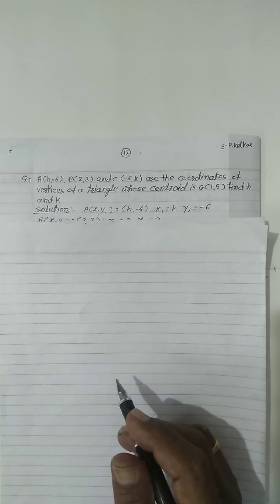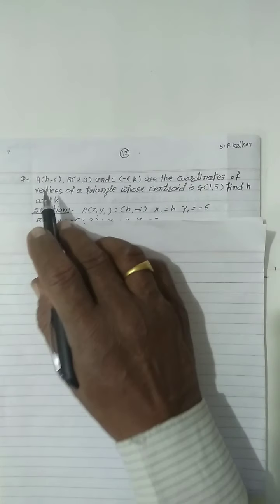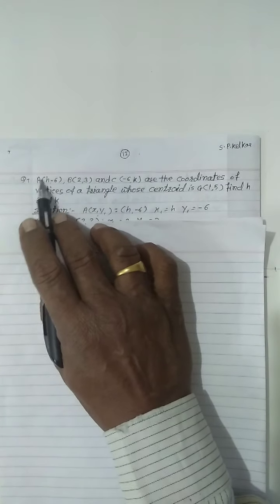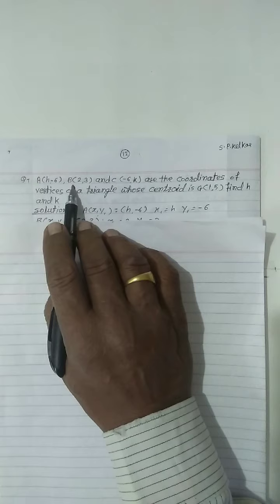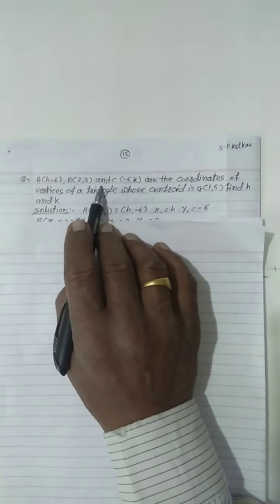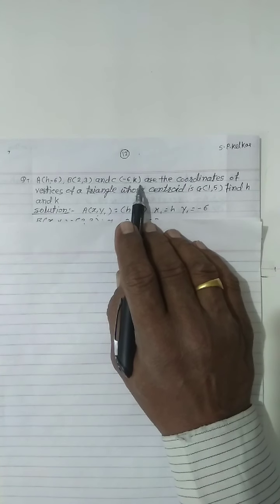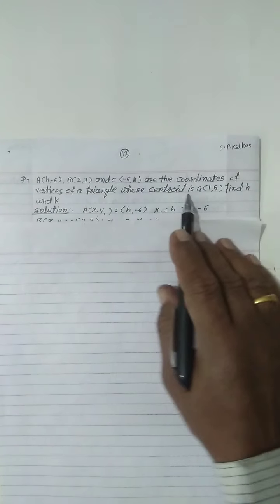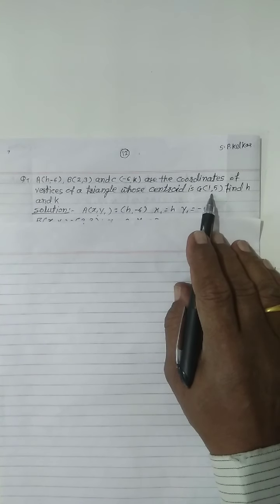Today we are going to see some more examples from the chapter coordinate geometry. See example number 7. Point A has coordinates (h, -6), point B has coordinates (2, 3), and point C has coordinates (-6, k). These are the vertices of a triangle whose centroid is G, with coordinates (1, 5).